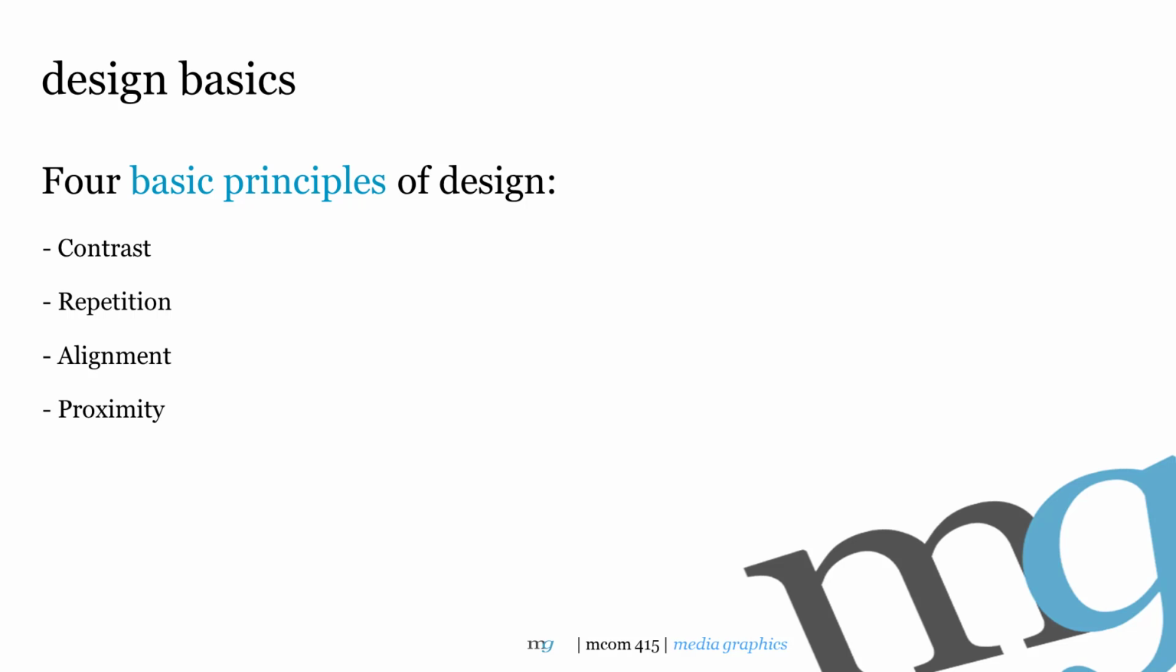Probably the best way to make sure that you don't end up with designs that look like crap is by remembering the word crap, because actually the first letters of our four main principles of design are C-R-A-P. That is contrast, repetition, alignment, and proximity. So we're going to try to incorporate all of these into every design we do, starting with contrast.